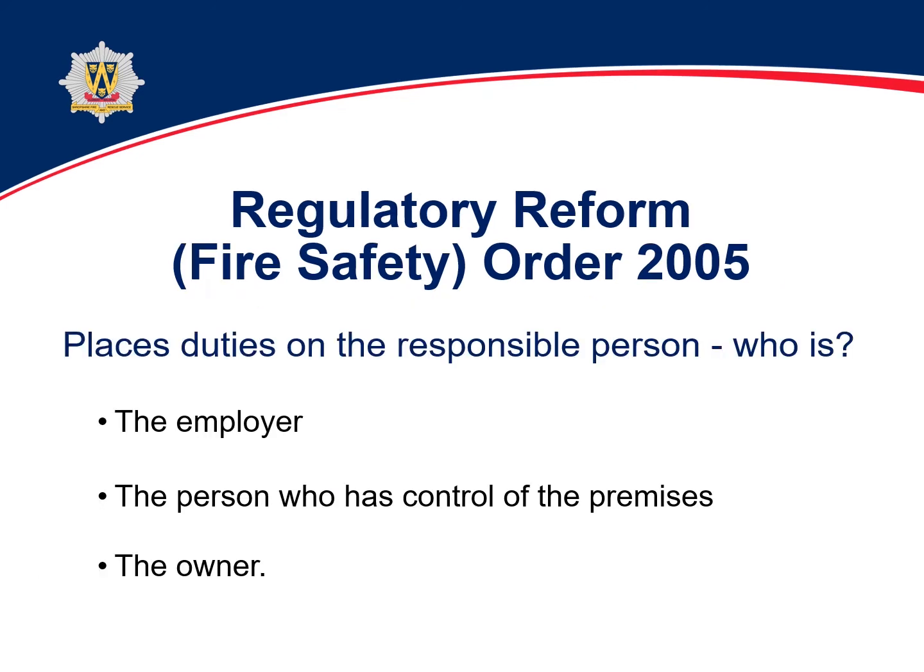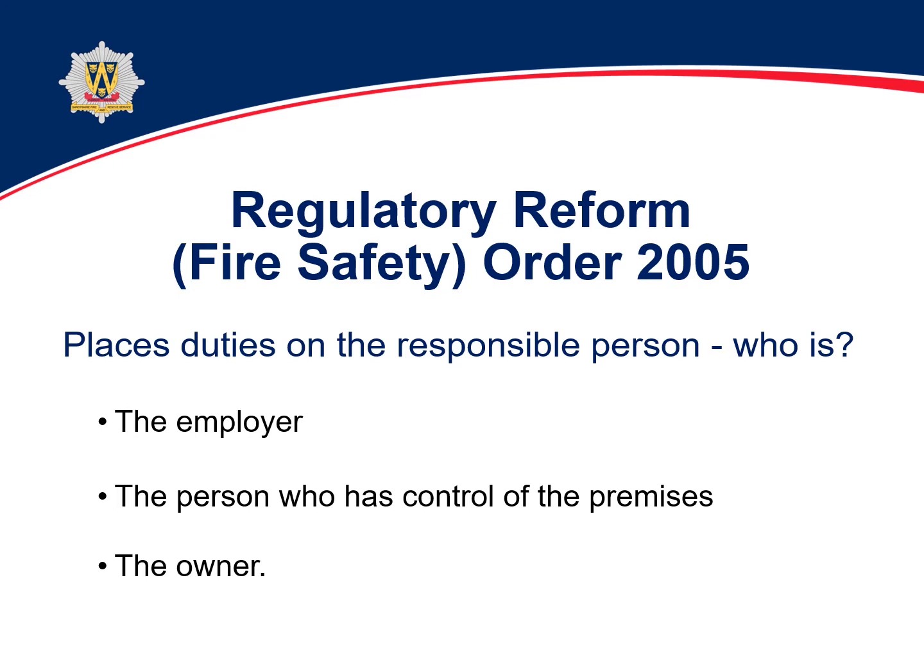So the fire safety order places responsibilities on the responsible person. But who are you? Well, the responsible person will fall into one of these 3 categories. You'll be the employer, so if you pay somebody's wages, then you are the employer. You might be a person who has control of the premises. Now this may be the landlord or the occupier.